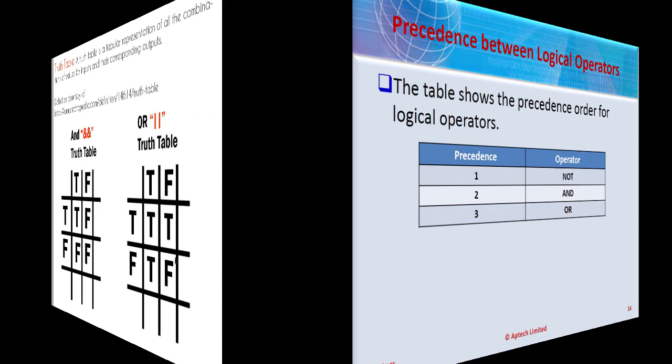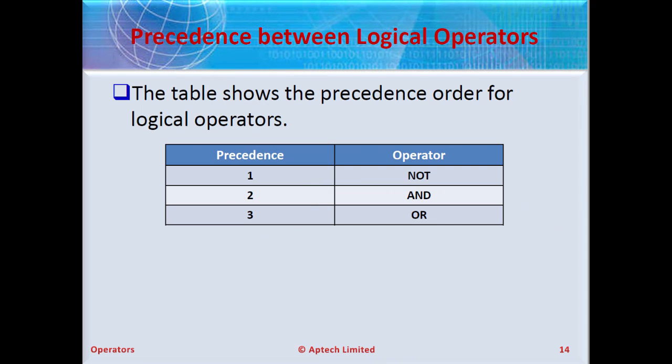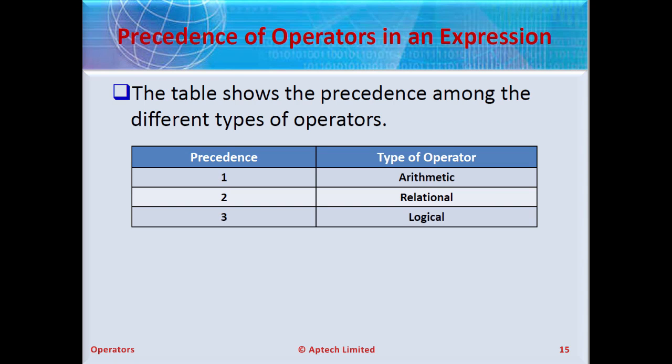Let's move on. Precedence between logical operators. The table shows the precedence order for the logical operators. We have NOT with the highest precedence, followed by the AND and finally the OR. Then precedence of operators in an expression. So the table shows the precedence among the different types of operators. We always start by evaluating the arithmetic operators. Then after that, we evaluate the relational operators and finally the logical operators.